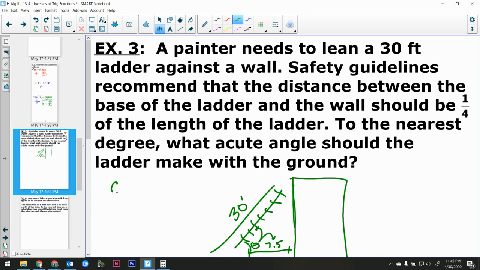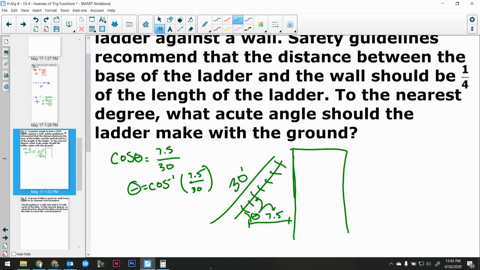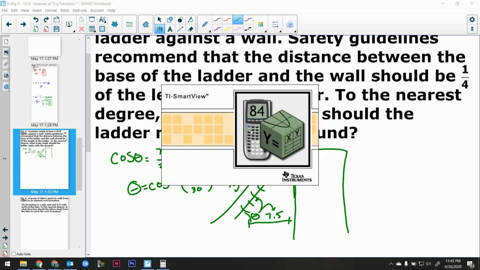It's cosine. So we know that the cosine of this theta is the adjacent side over the hypotenuse, so 7.5 over 30. That means theta is going to be the inverse cosine of 7.5 over 30. These are the more geometric problems that you've worked with, probably last year when you did trigonometric ratios in geometry.